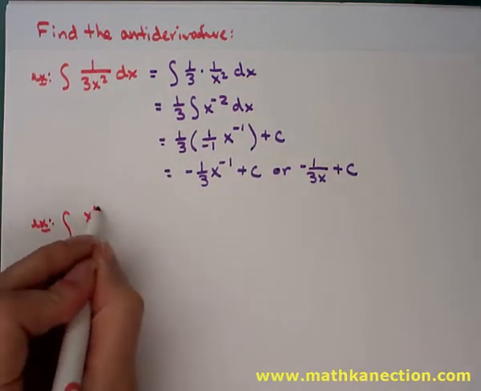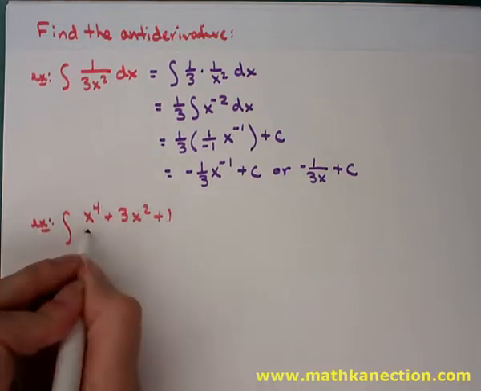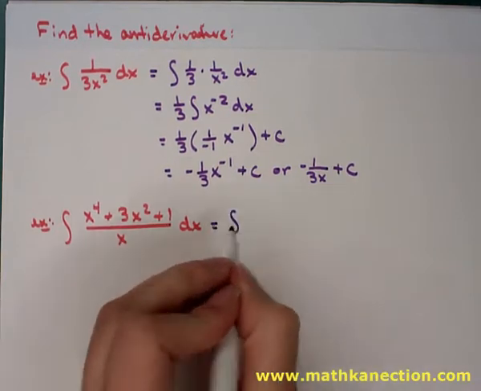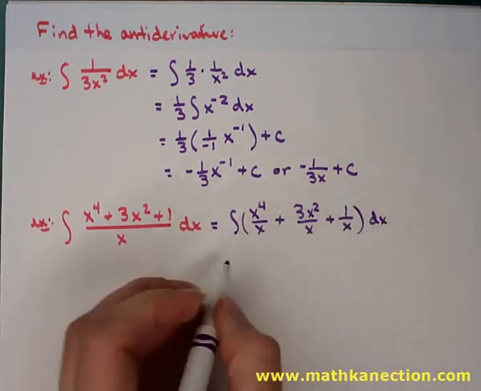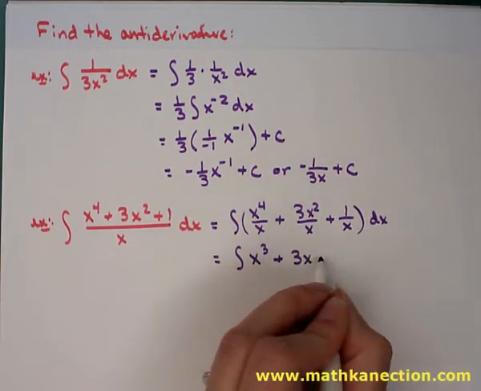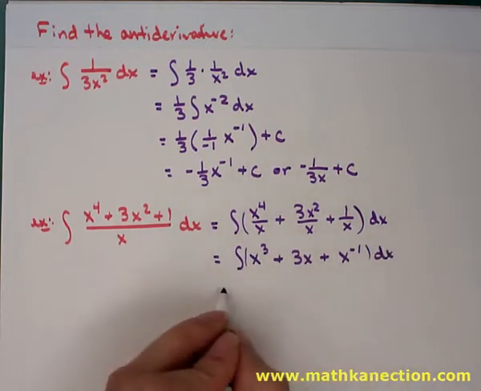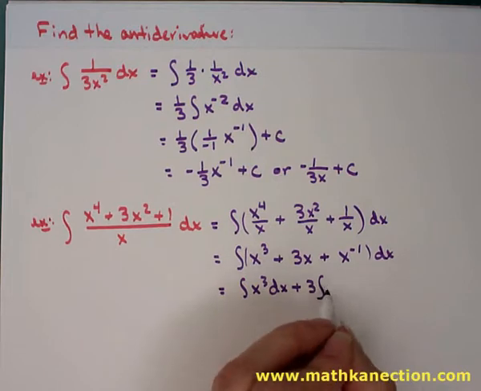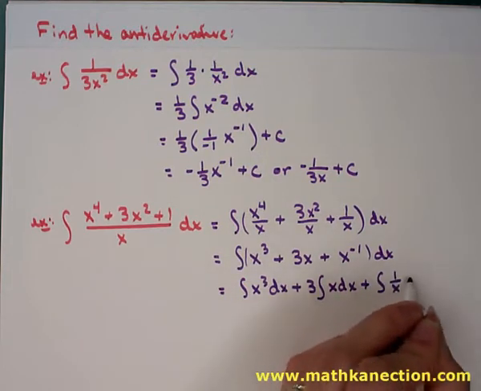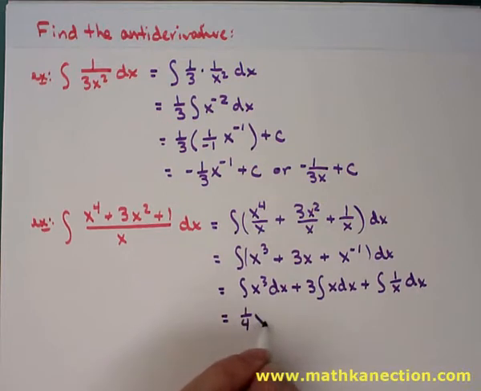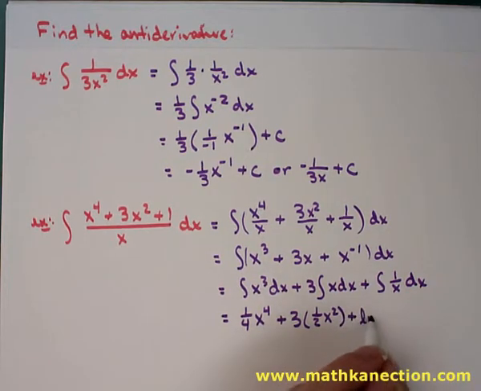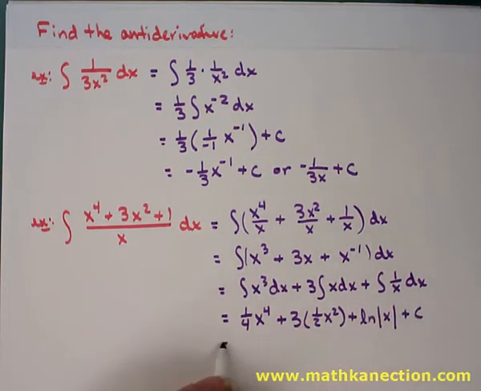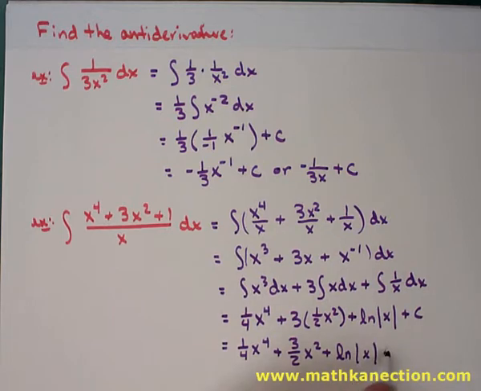The next example is the integral of x to the fourth plus 3x squared plus 1, all over x dx. Each term can get its own denominator of x, so we'll separate into separate denominators. Simplifying, we'll have the integral of x to the third plus 3x plus x to the -1 dx. Separating each integral as x to the third, and the integral of 3x, and the integral of 1 over x dx, which makes 1/4 x to the fourth plus 3 times 1/2 x squared plus the natural log of the absolute value of x plus the constant c. Then simplifying to get 1/4 x to the fourth plus 3/2 x squared plus the natural log of the absolute value of x plus c.